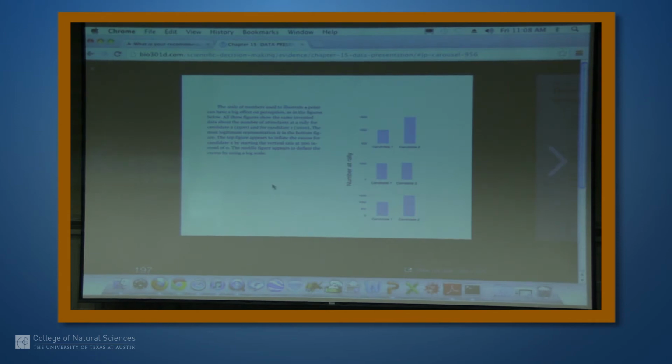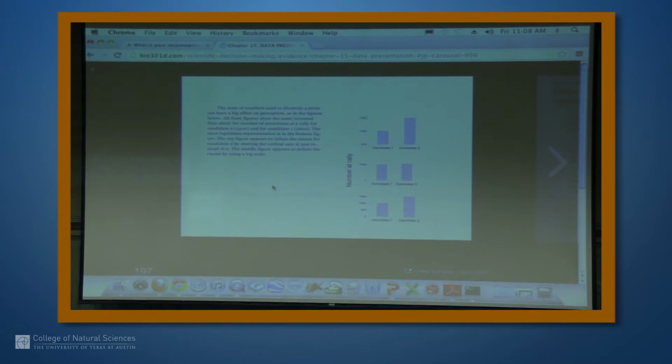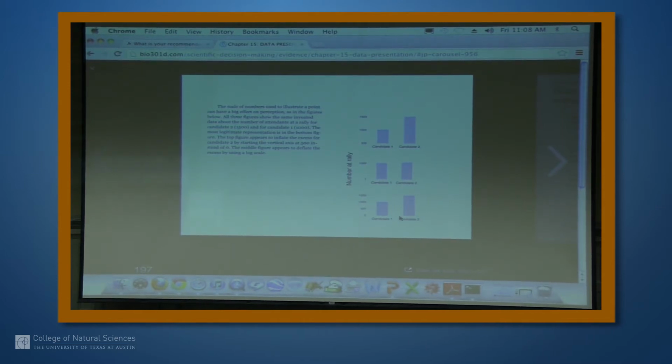Okay, so this is a figure out of the chapter. It's actually revised from what was up there at the beginning of the semester. These are hypothetical data. So I'm imagining we're counting number of people at a rally, for candidate 1 on the left, candidate 2. Which graph gives the most favorable impression of candidate 2's popularity? It's not a trick question. The top one. Which gives the least favorable? All 3 graphs present exactly the same data.